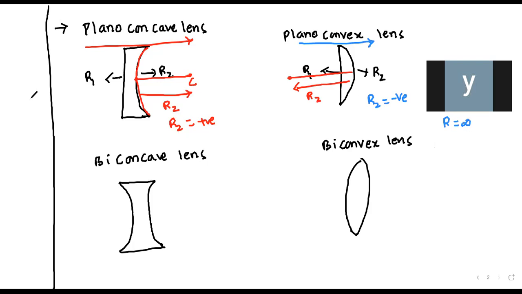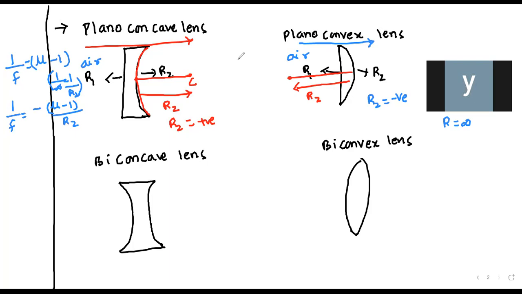So in our formula, I can write 1 by F equal to mu minus 1. Here the light ray is moving from air to lens. Air means 1, and the refractive index of the lens is mu. Mu minus 1 times 1 by R1, that is 1 by infinity, minus 1 by R2. So 1 by F equal to minus mu minus 1 by R2. Can I write that right now?